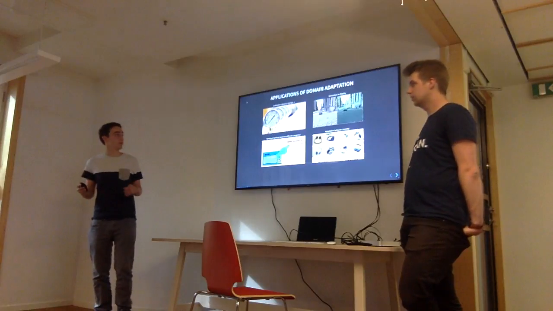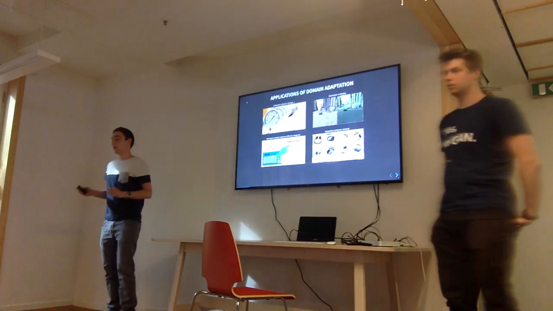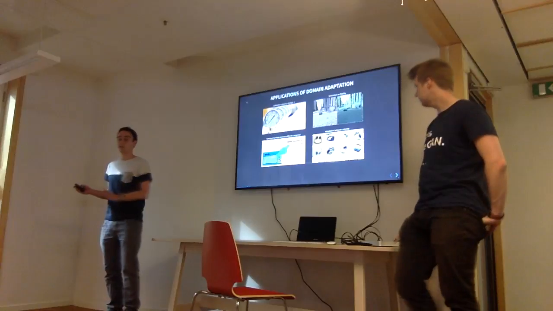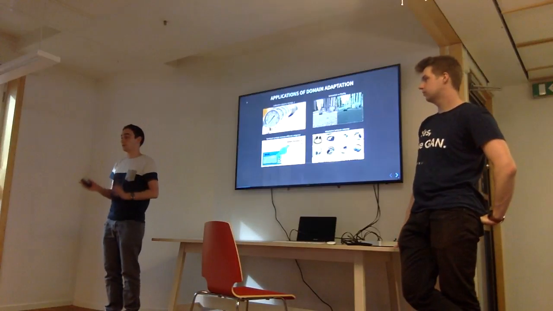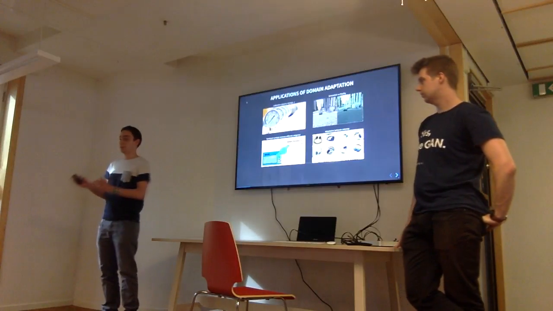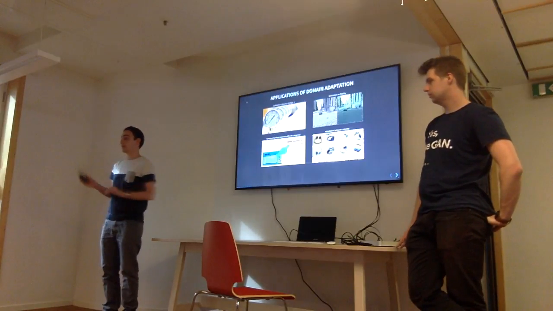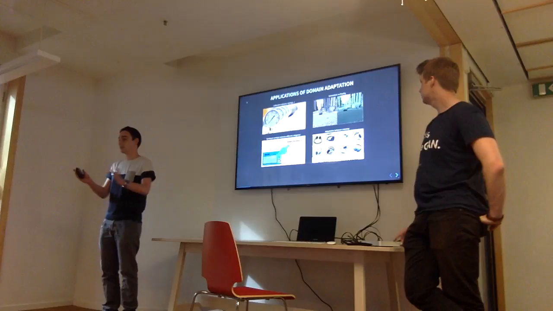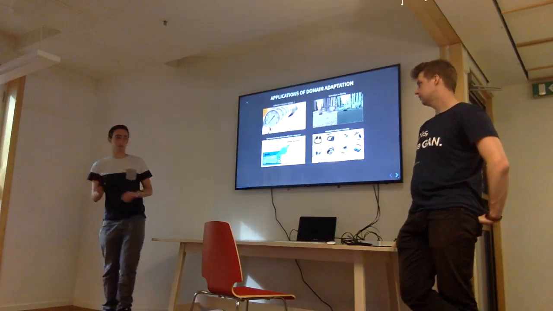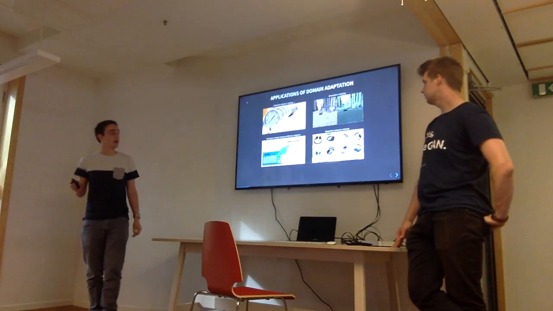You can also do some domain adaptation in biology, where you have different types of machines, and you just want to be able to adapt between those different machines that produce maybe different kinds of data that looks the same, that represents the same thing, but not exactly. So you want to be able to transfer between those domains.